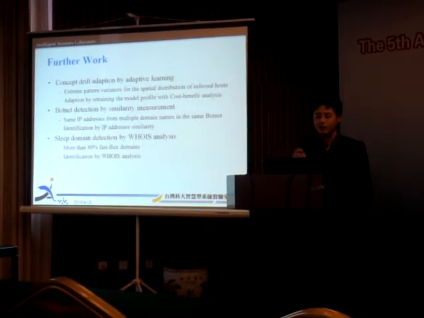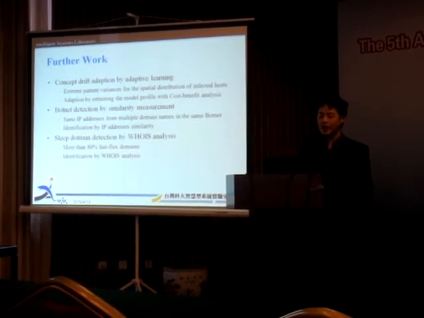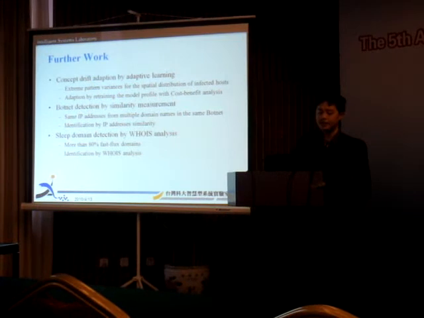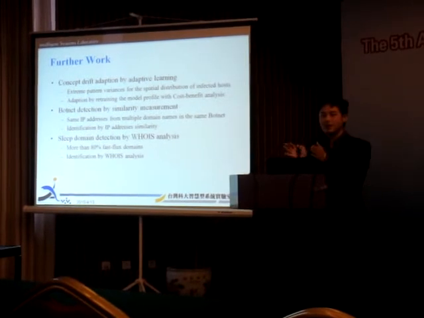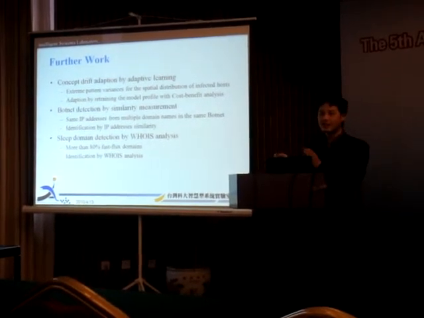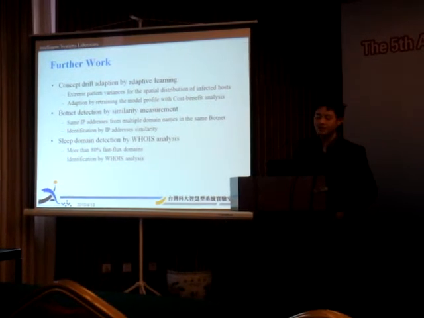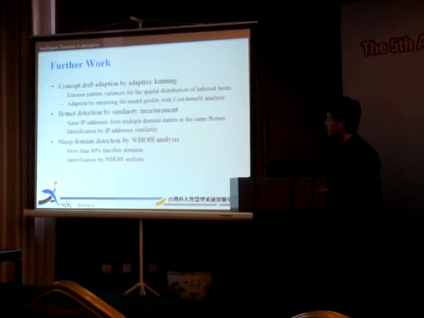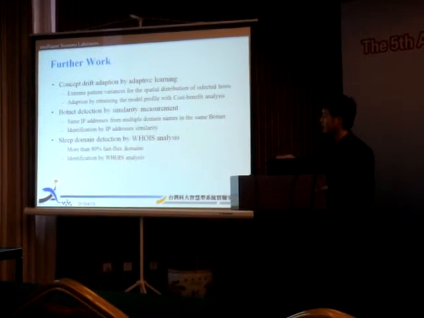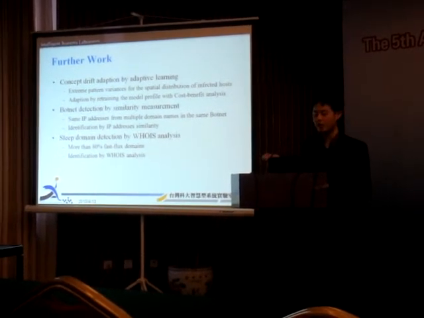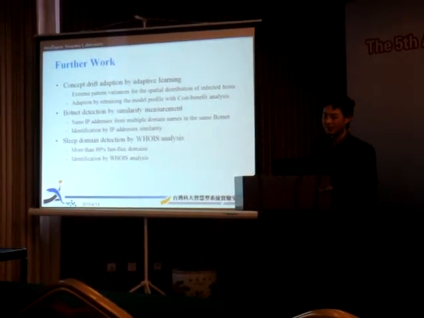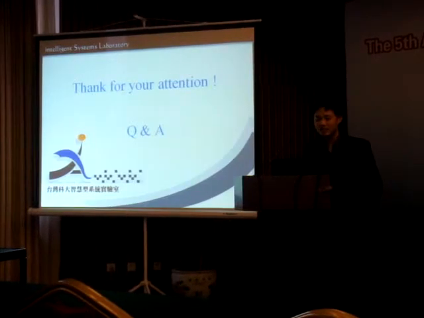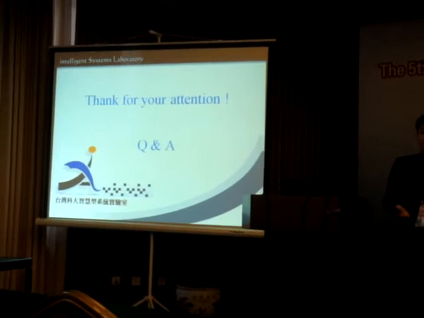The second issue is botnet detection by similarity measure. Because sometimes we observe the same IP address from multiple domain names in the same botnet, maybe we can design a similarity measure to find similar IP addresses, and say that this might be highly suspicious as a fast-flux service network. The sleep domain is an open problem in this field; it might leverage whois analysis. This is our guess, not sure that it could be solved. Okay, this is my presentation. Questions?